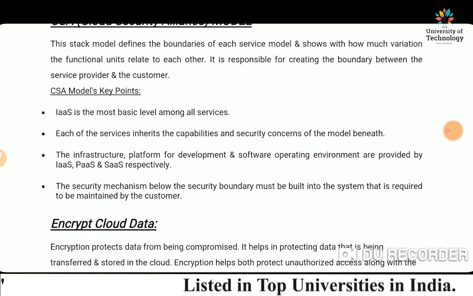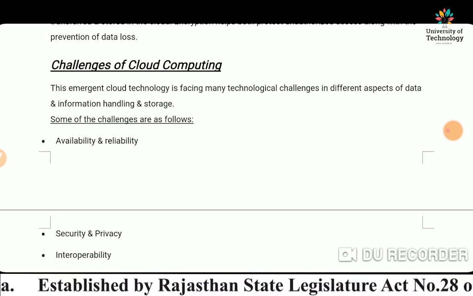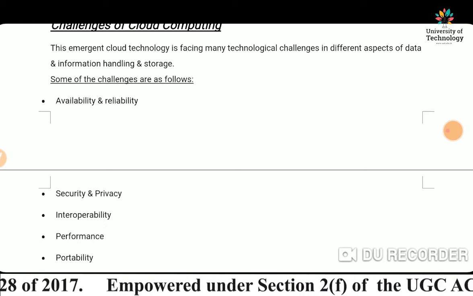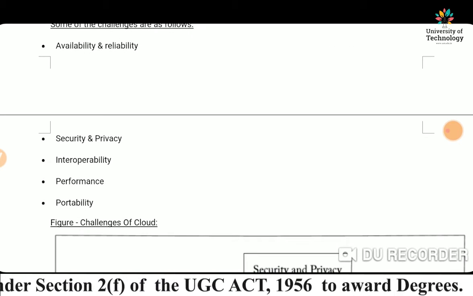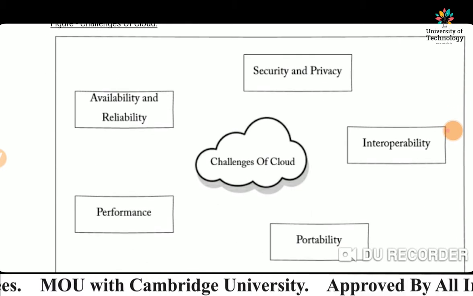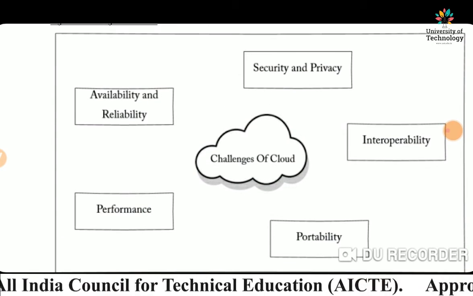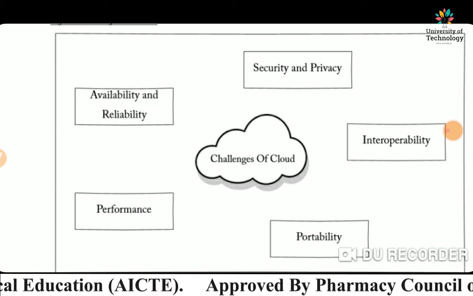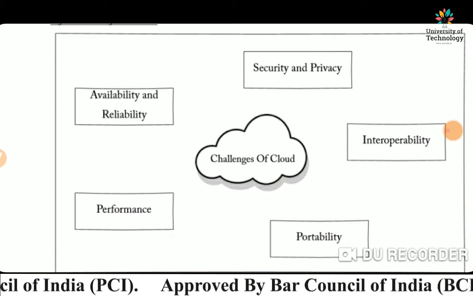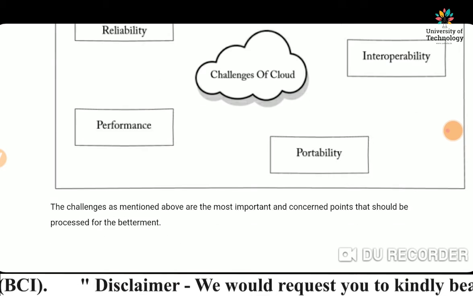If we talk about more challenges of cloud computing, first, security and privacy. Second, availability and reliability. Third, interoperability. Fourth, performance. And next, portability. So if we look at the diagram, we can pay attention: availability and reliability, performance, portability, interoperability, security and privacy. Okay, these are the challenges of cloud.